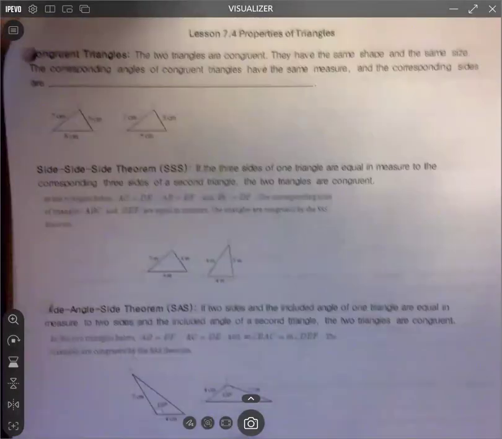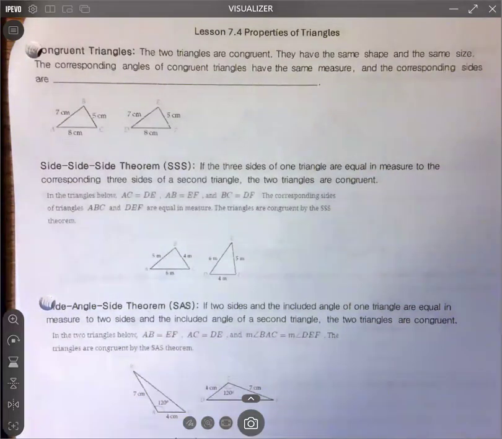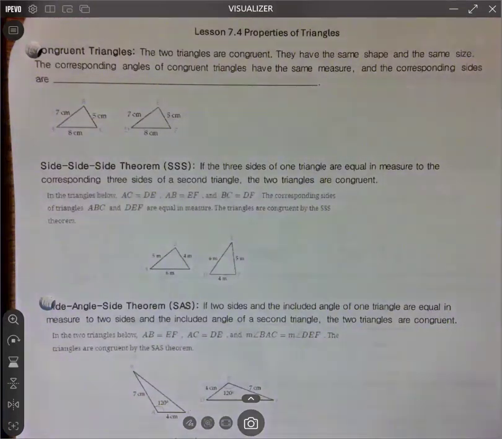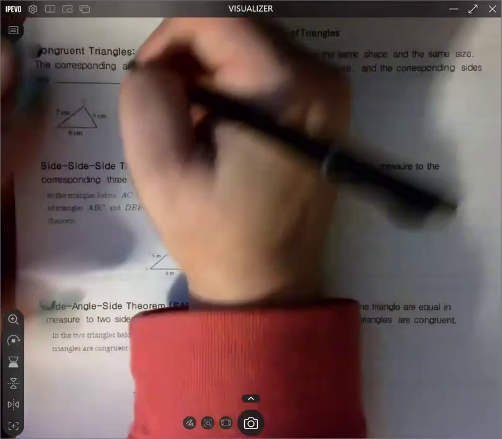The second part of today's lesson is congruent triangles. 2 triangles are congruent if they have the same shape and same size. The corresponding angles of congruent triangles have the same measure, and the corresponding sides are also congruent.